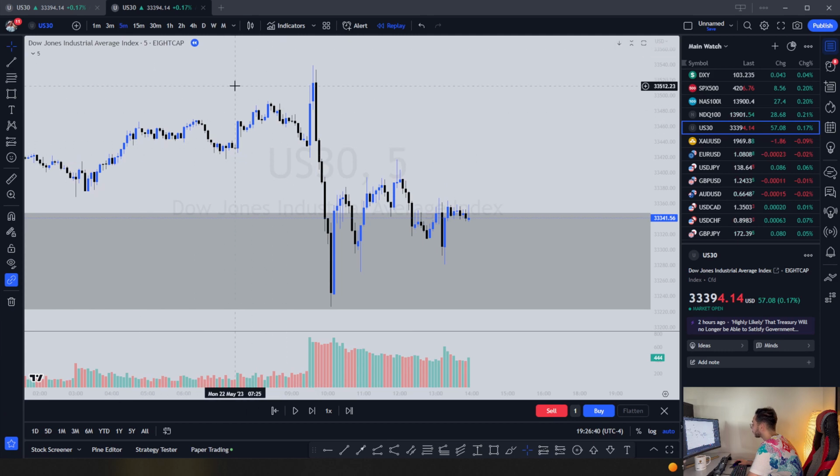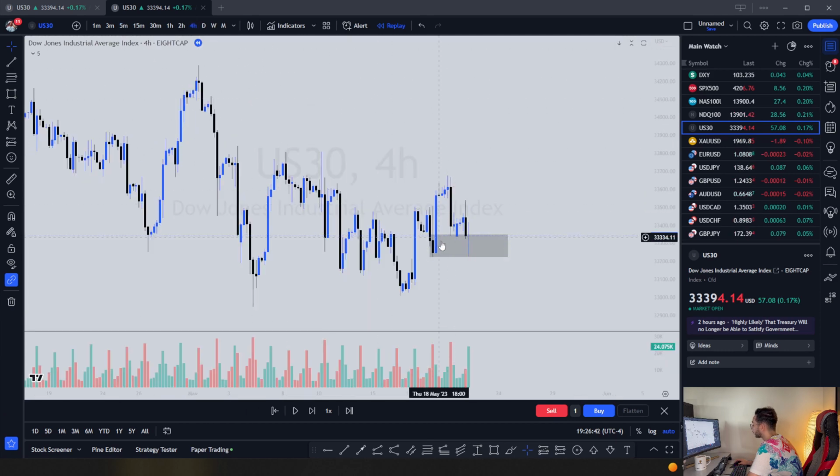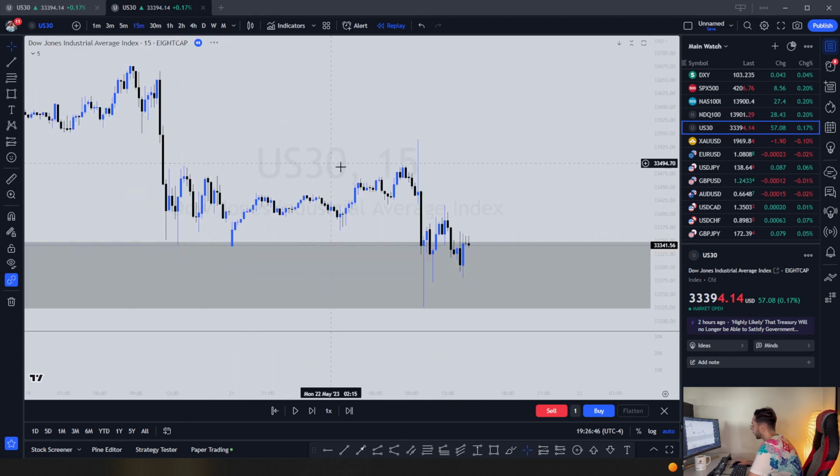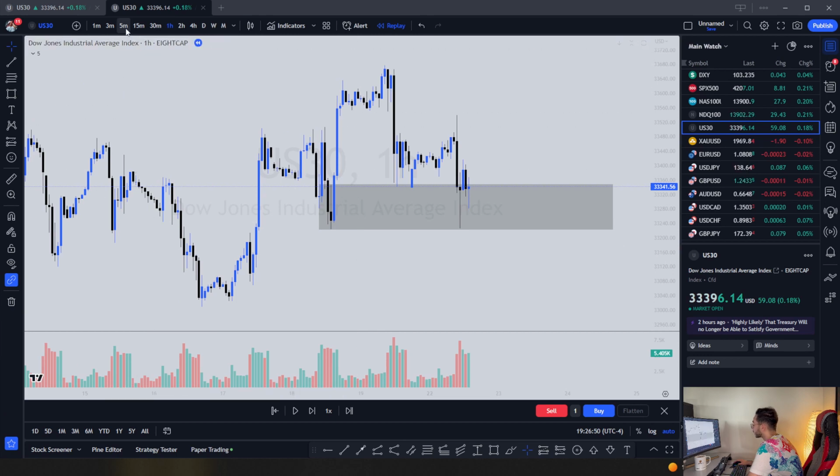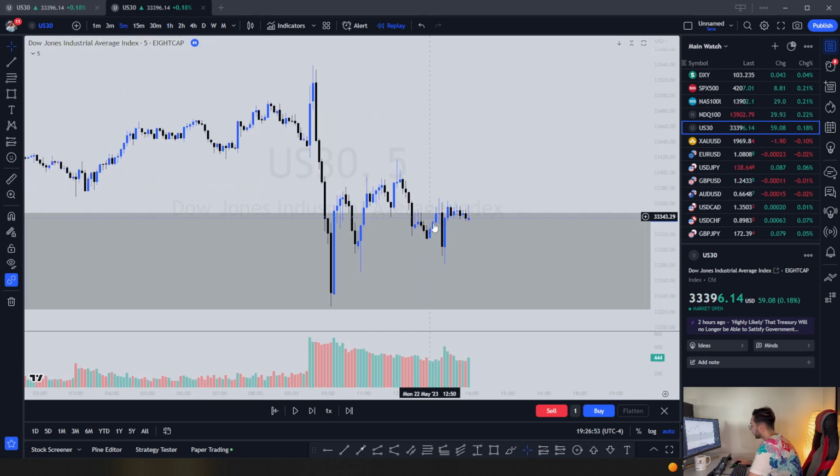If I'm looking at the 4 hour, if I see a zone on the 4 hour time frame, then I go down to the 15-minute time frame. So now we found our demand zone on the 1 hour, therefore we go down to the 5 minute time frame. On the 5 minute time frame, we were looking at this area.